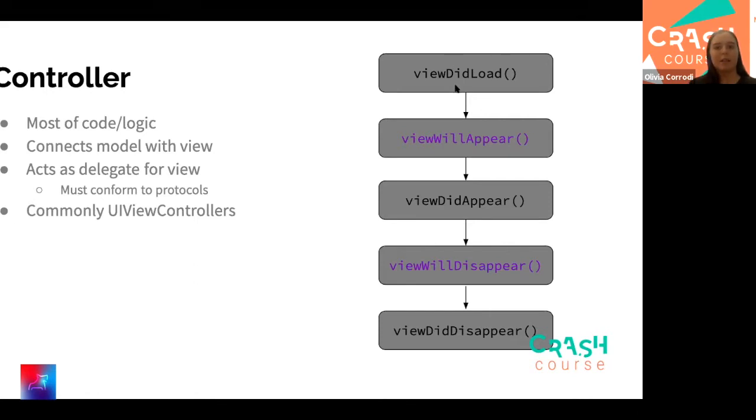And then on the right is the view controller lifecycle. You start off with view did load, view will appear, view did appear, view will disappear, and then view did disappear. For the most part, you use view did load, view will appear, and view will disappear. Those are the main ones, but know that all of these functions are ones you can override in a view controller class.